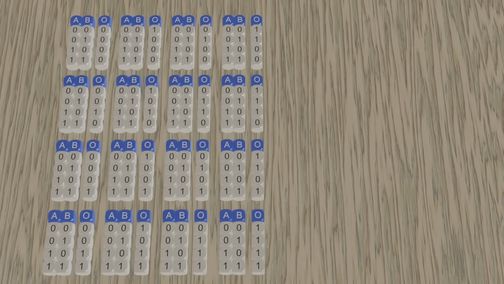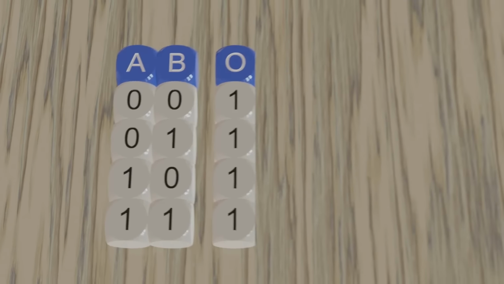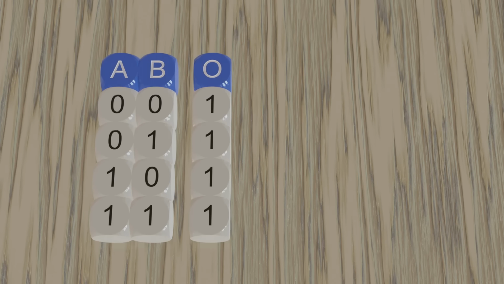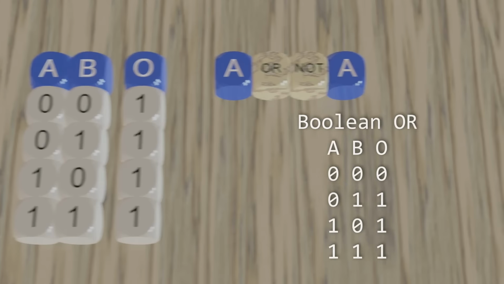Let's have a look at the final gate. So the final gate writes 1 no matter what the inputs are. Let's have a go at creating that using the Boolean operations. What we can do is we can say A or not A. If we remember back to the OR gate, it returns 1 for all situations except for the input 0, 0.